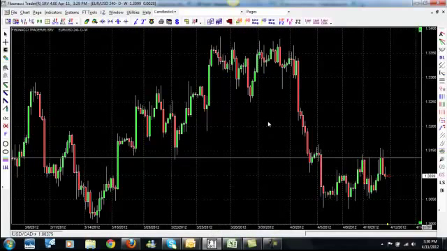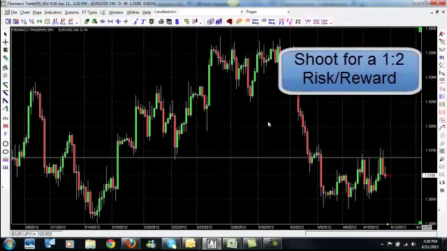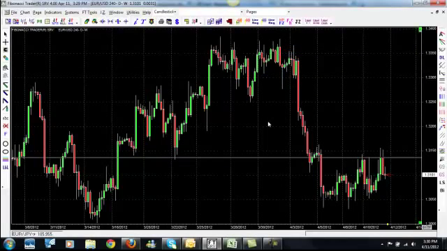So here's the thing. One thing wrong with this is the risk to reward ratio. 150 pip stop loss, but only a 50 pip profit target. Now, I like to see the other way around. If you're going to have a 50 pip stop loss, I highly suggest you have a 100, or even a 150 pip potential gain. 1 to 2 is the ratio I like to use.